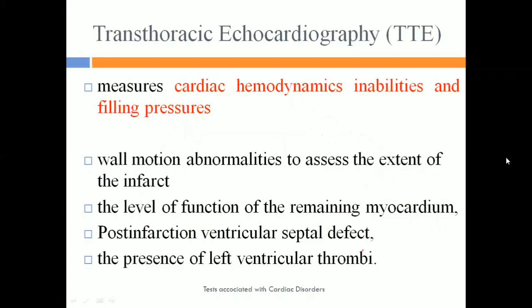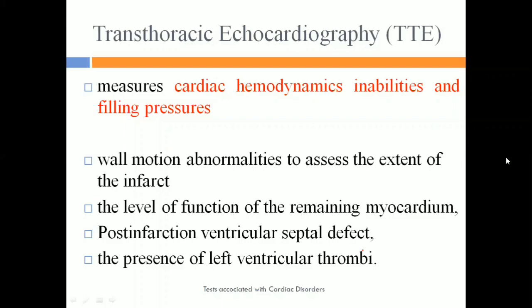The first one is transthoracic echocardiography. It will measure cardiac hemodynamic abnormalities and filling pressure. What is hemodynamics? Hemodynamics means the blood flow in the heart. Apart from that, what else can you find out with transthoracic echocardiography? Valve motion abnormalities. If there is a problem with the valves, like the tricuspid or bicuspid valves, you can find it.